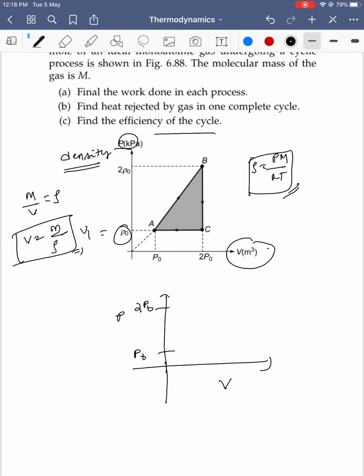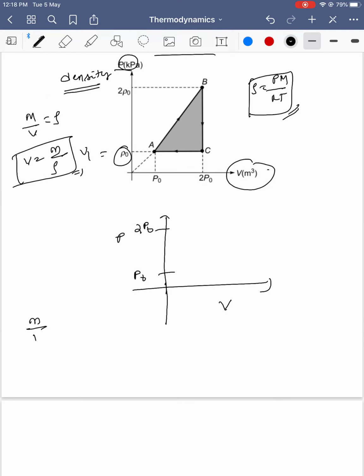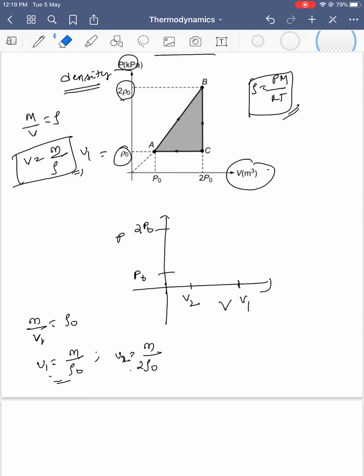At P naught, initially the density is rho naught, M by V1 is equal to rho naught. V1 is equal to M by rho naught, and V2 is equal to M by rho, where density is 2 rho naught. So whose volume is more, first volume or second volume? First volume is more, so here will be V2 and the other place will be V1. So initial positions, I'm just going to explain the PV graph and you have to try.